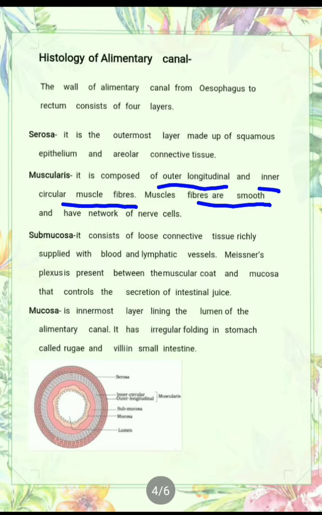Muscle fibers are smooth and have a network of nerve cells, and the intestine also receives blood, because for contraction and relaxation it also needs energy.